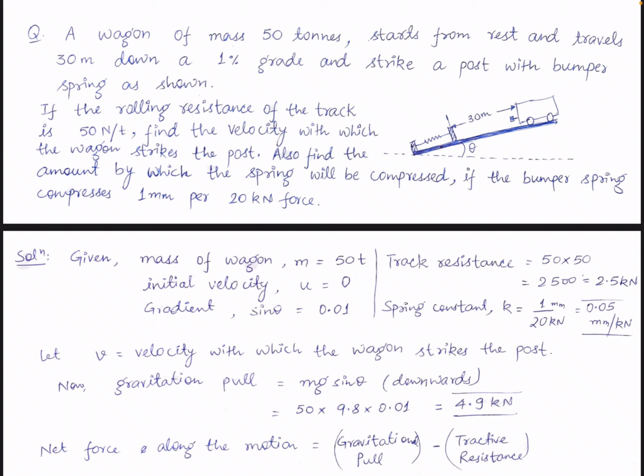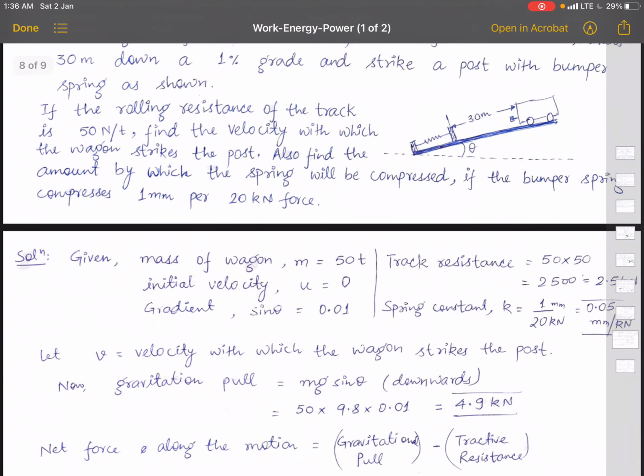Now let us check this problem. A wagon of mass 50 tons starts from rest and travels 30 meter down a 1% grade. 1% means 0.01, and strikes a post with bumper spring as shown. So you can see here, this is the wagon, it is moving like this and it is hitting here.